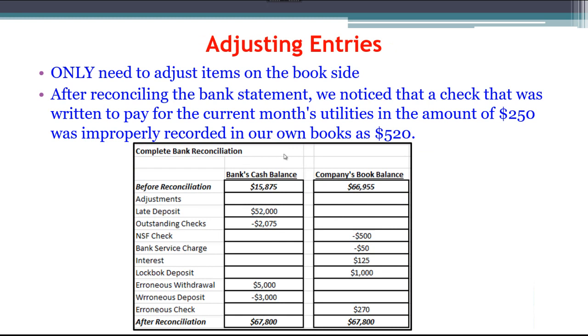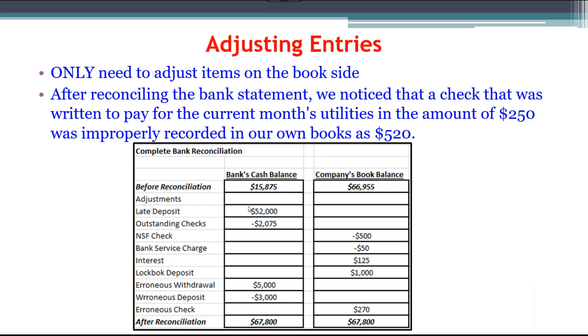Now, as far as the adjustments go, we only need to adjust items on our book side. Generally, the bank, it's just a very short-term type thing. They'll fix it. But if you happen to see an error that's continued for more than a month, you might get with them, especially if it's a large amount. You might get with them ahead of time and say, hey, there's an error. Can you correct my account?